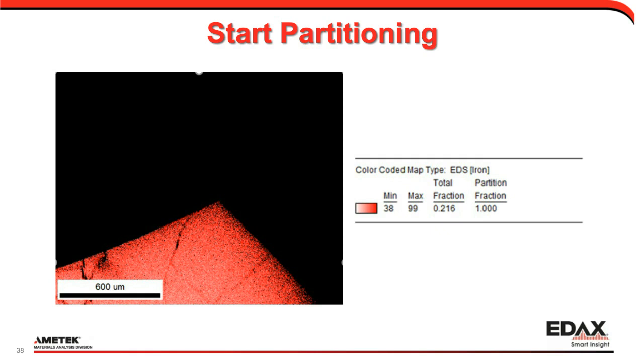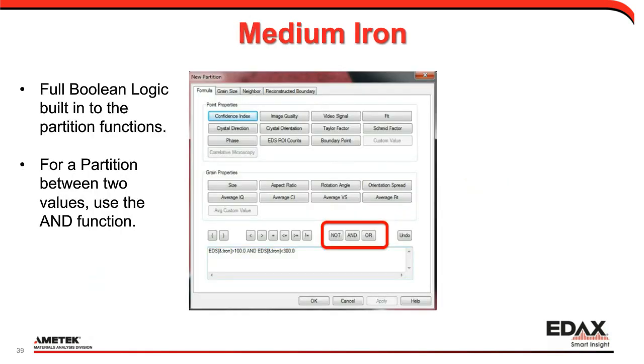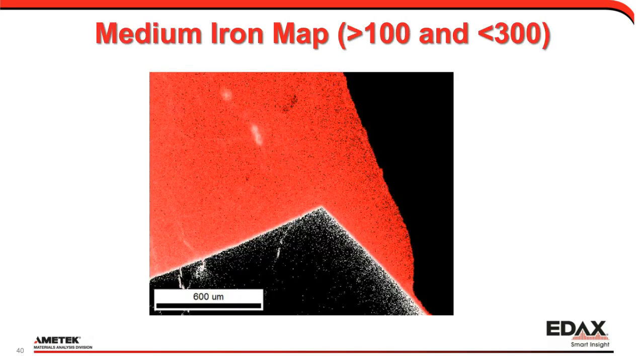I go ahead and repeat this for the next one. Again, it has full Boolean logic built into it. In this case, I am doing greater than 100 and less than 300. So now I've gone in and chosen exactly what I want. And here's that data set. If I really wanted to, I could try to filter out this little bit of a lighter area. I could choose its value a little bit better, but I just didn't feel like I needed to. And here are the high iron areas.